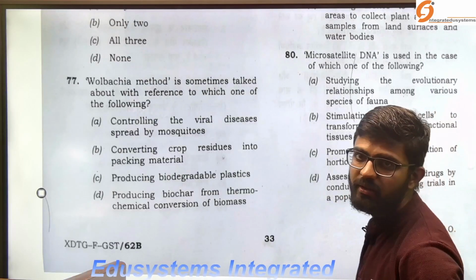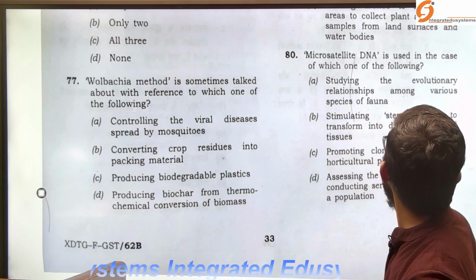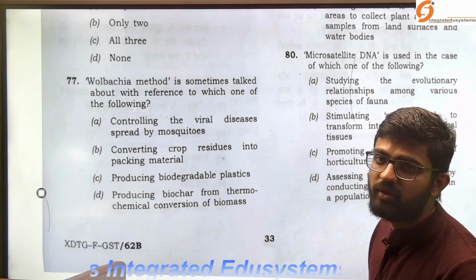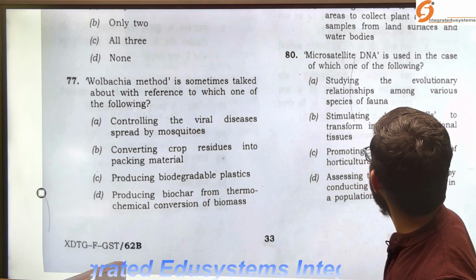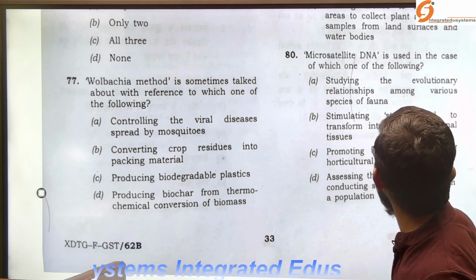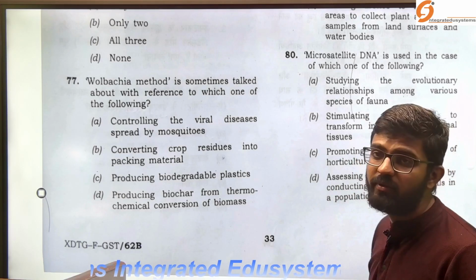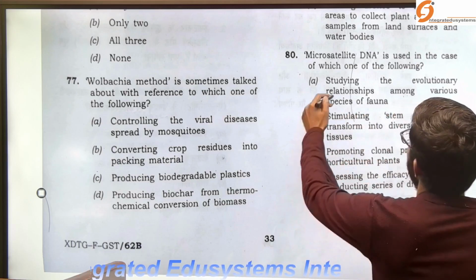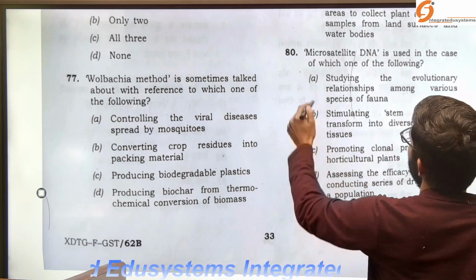Question 80. Microsatellite DNA is used in case of which one of the following? Answer here, as you see the fourth option, answer here is A, which is studying evolutionary relationship among various species of fauna. Yes, the answer is only and only A.